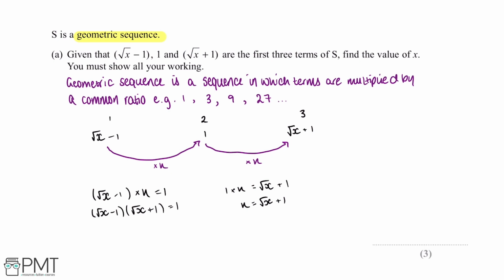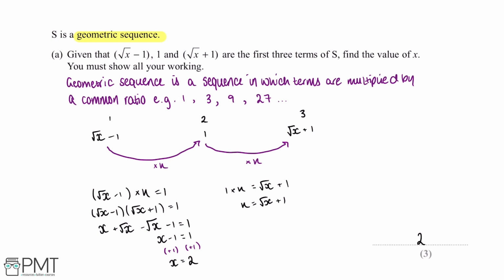And if we simplify this down, then root x multiplied by root x gives us x. Root x multiplied by 1 gives us root x. Negative 1 multiplied by root x gives us negative root x. And then negative 1 multiplied by 1 gives us negative 1. And this is all equal to 1. And we can cancel out these two middle root x terms, because root x minus root x gives us 0. And this tells us that x minus 1 is equal to 1. And if we add 1 to both sides, this tells us that x is equal to 2. And this is our final answer.